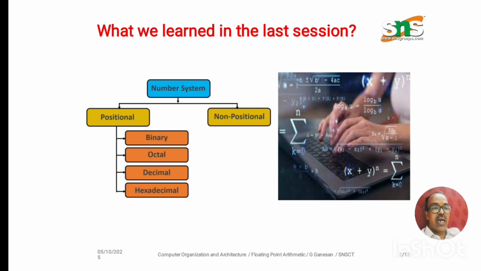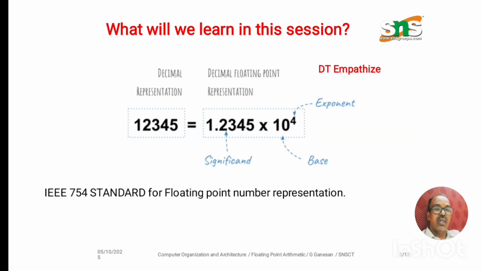So we will go inside. Here one example is given. On the right side, 12,345 is a real number or integer. There is no fractional part. On the right side, the same number is written as 1.2345, which is a fraction. After that we place the exponent, 10 power 4.